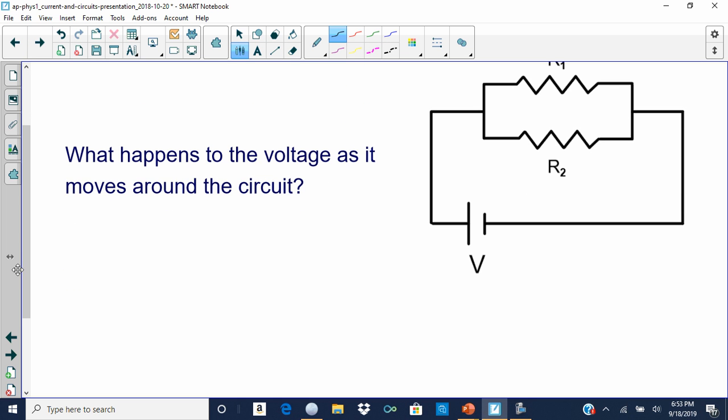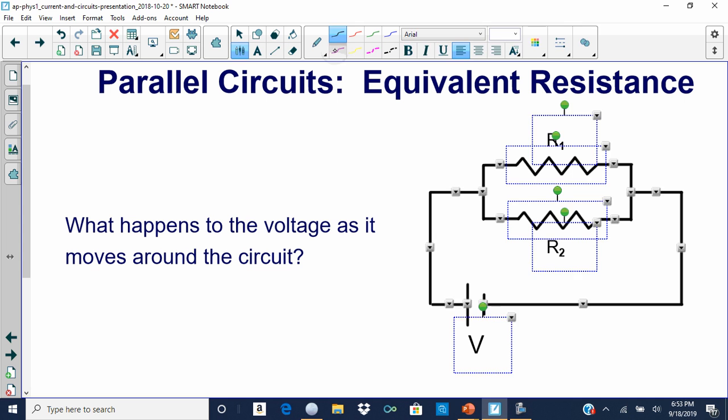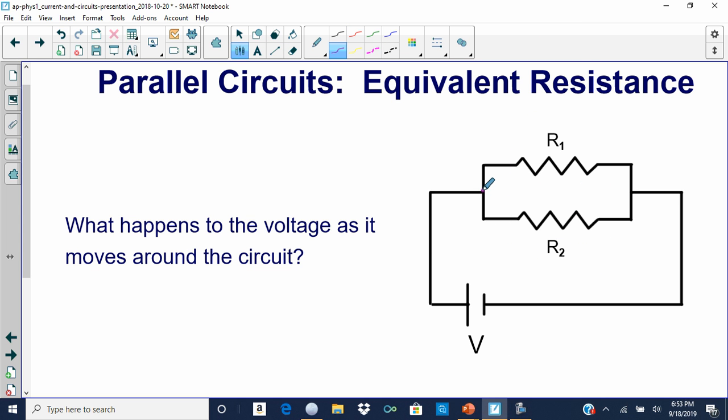Okay, so what happens to the voltage as it moves across the circuit? Because the potential drop here and here is the same as here and here, that means that the voltage drop from here to here has to be the same as from here to here, which means the voltage drop for R1 has to be equal to the voltage drop for R2, which has to equal the voltage of the battery.